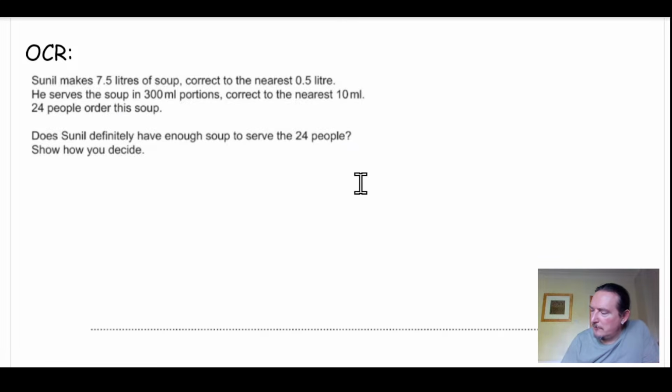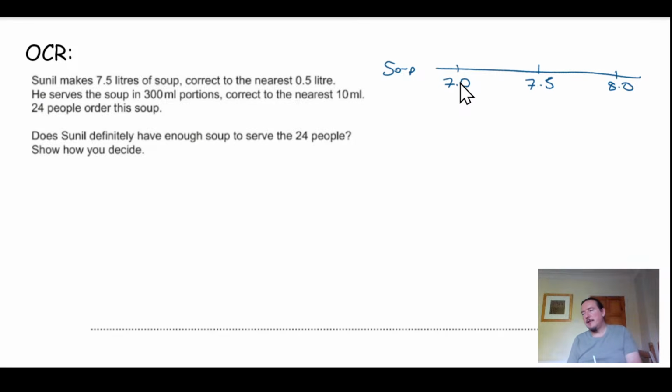So again, I'm going to draw a number line for each of these. So for the soup, I'm going to draw a little number line. So we're told that it is 7.5 litres to the nearest 0.5 litres. So if I was going to draw a number line and I wrote 7.5 on it, and I was drawing numbers every half a litre, then the next number above that would be 8.0 and the one below it would be 7.0. Okay, so if you imagine that scale, then it's easy to imagine, well, which numbers are going to round to 7.5? It's going to be halfway between those or closer, isn't it?